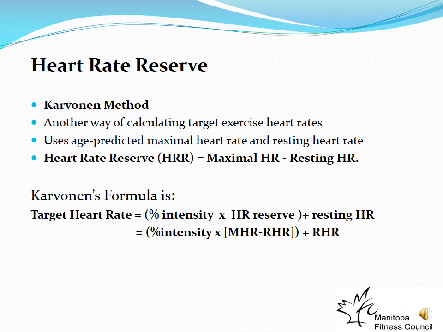Okay, so once again, we can determine that we want to be working at 60% of our heart rate reserve, right? So we will know what percentage we want. So you use your age predicted maximal heart rate and your resting heart rate. So the heart rate reserve, HRR, is maximal heart rate minus resting heart rate. So his formula, you will determine in advance what intensity you want the individual working at, and you will multiply that by their heart rate reserve, which is their maximal heart rate minus their resting heart rate. When you have that number, you add back in your resting heart rate.